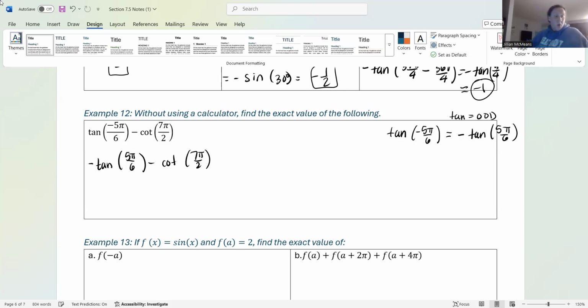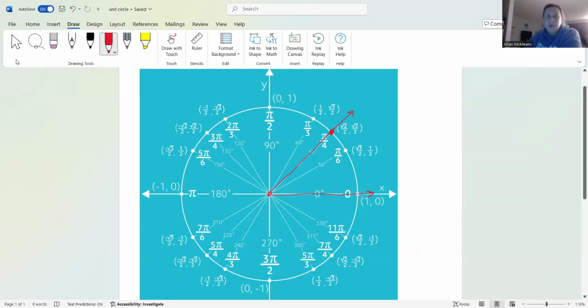Okay? Well, let's go to the unit circle here. So let's look at tangent first. So we've got to look at tangent of 5 pi over 6. So let's go to our unit circle. 5 pi over 6 is one of the values on our unit circle. So let's see what that's going to look like.